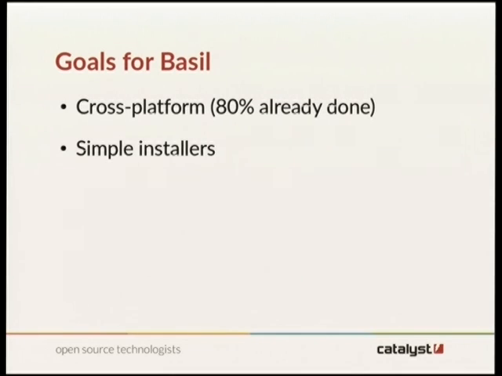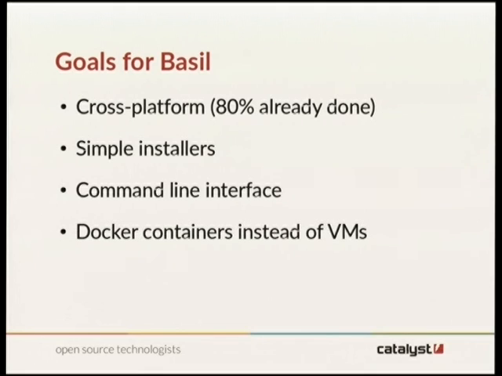We also want to get simple installers set up for all platforms, so that setting up Basil is just as easy as setting up a Basil project. We want to develop a command line interface so that those of you who prefer a command line workflow will not have to shift over to using the web application interface. You could use the Vagrant command line interface, but the benefit of using Basil's interface is that you'll get all that templating solution, so you can just spin up a new project from an existing template.